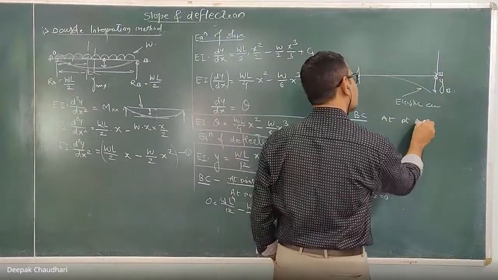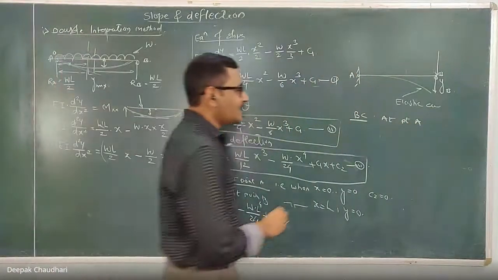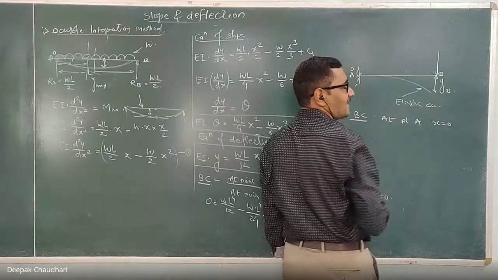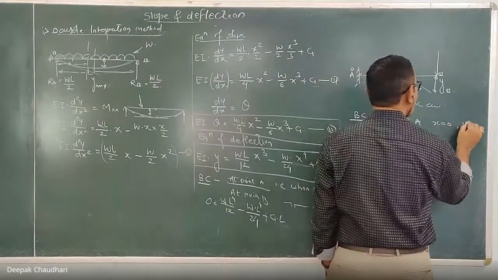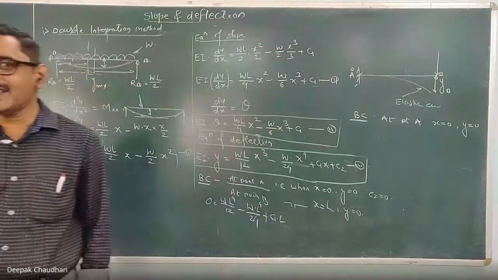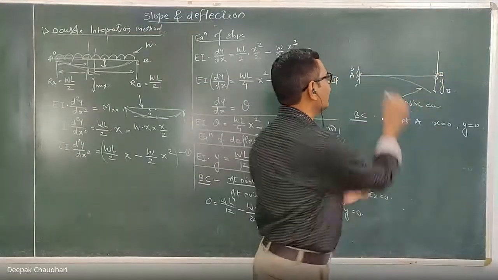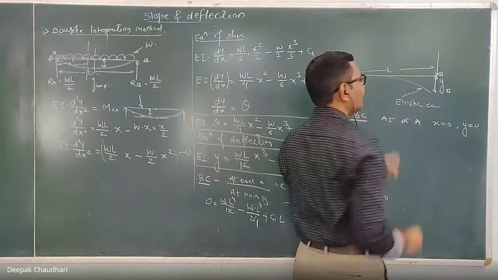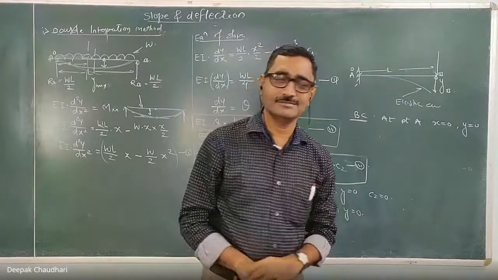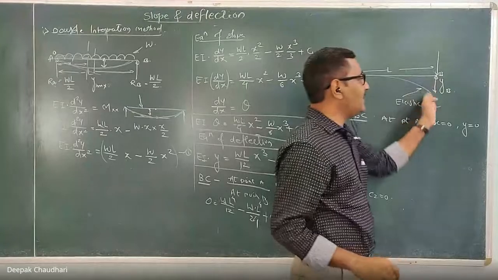Since there is a support, I told you that at support the deflection is 0. So I can write at point A, that is when x equal to 0, because I am considering this point itself as origin, y is also equal to 0. These boundary conditions I can use. But this is not the case when x equal to L. If the length of this beam is L, at x equal to L, y is not equal to 0 for the cantilever beam. At x equal to L, y equal to YB.